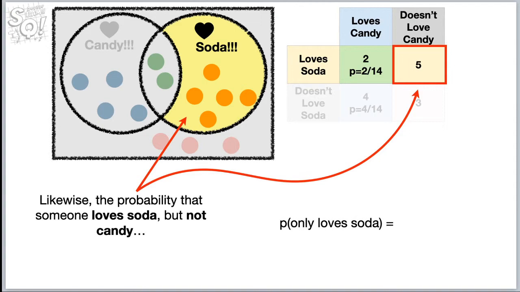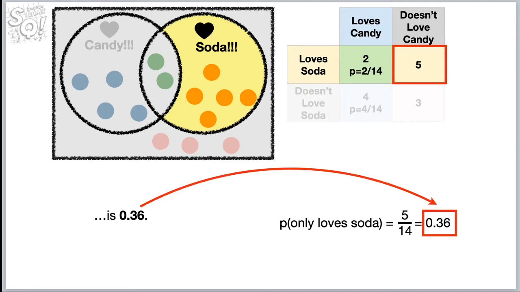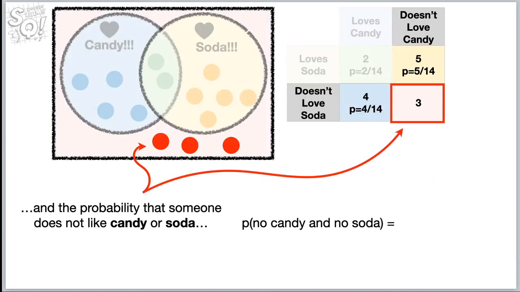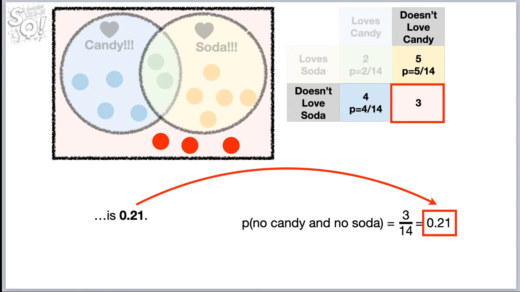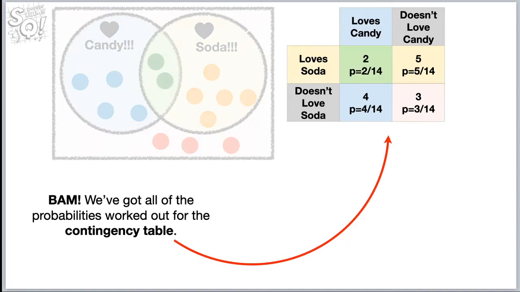Likewise, the probability that someone loves soda but not candy is 5 divided by 14, which is 0.36. So we add that to the contingency table, and the probability that someone does not like candy or soda is 3 divided by 14, which is 0.21, and we add that to the contingency table. Bam! We've got all the probabilities worked out for the contingency table.